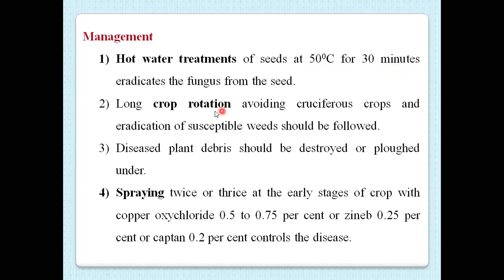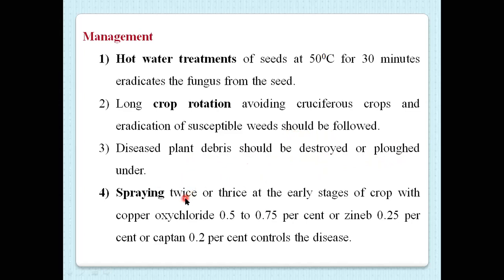Okay, then long crop rotations, because these pathogens survive up to 2 or more than 2 years in the soil or crop residues. That's why long crop rotation is generally practiced by farmers. Then eradicate the susceptible weeds, that is, collateral weeds generally present in the fields. Then diseased plant debris should be destroyed and plowing operations should be done in the summer months.